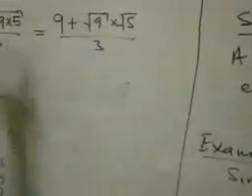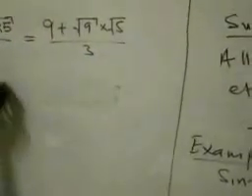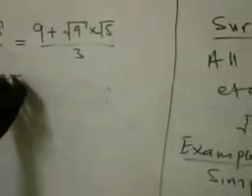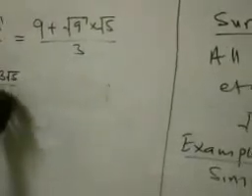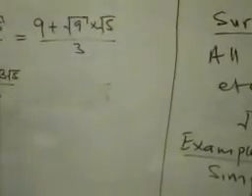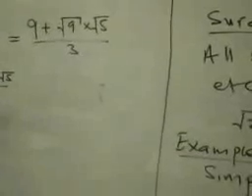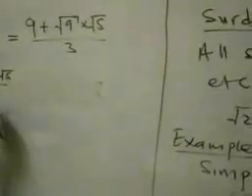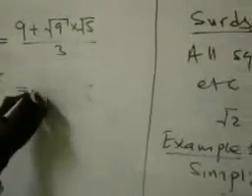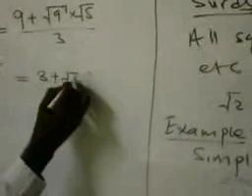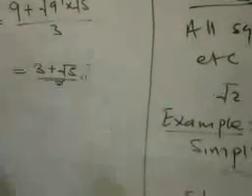So now, that will give us 9 plus, what's root of 9? It is 3. Times root of 5 over 3. But when we look at this, there is a common 3 in these two terms, which can be divided by the 3 that is down there. And therefore, we come up with 3 plus root of 5 as our final answer.